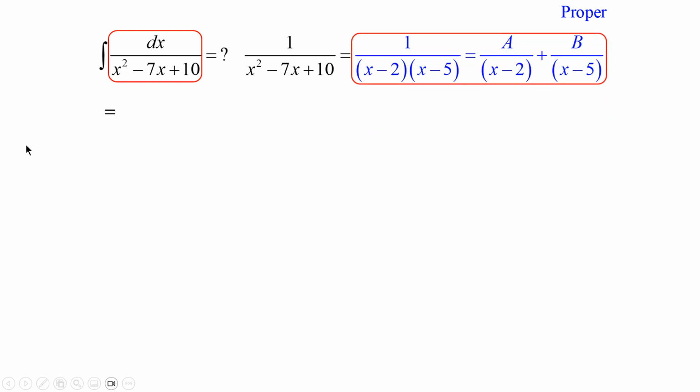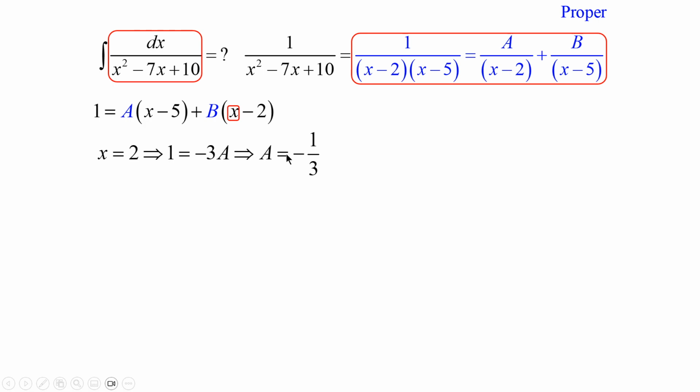So we have on the left then 1 equals A times the quantity x minus 5 plus B times the quantity x minus 2. Now let x equal 5 or 2. Doesn't matter which one you do first. I'm going to do the 2 first here. So I'm going to have what? 1 equals negative 3A, so A equals negative 1/3.